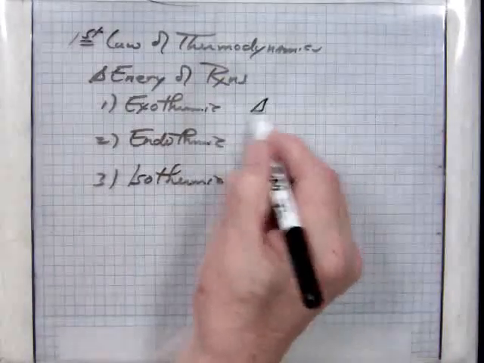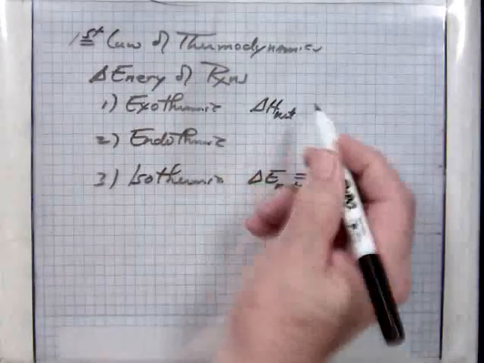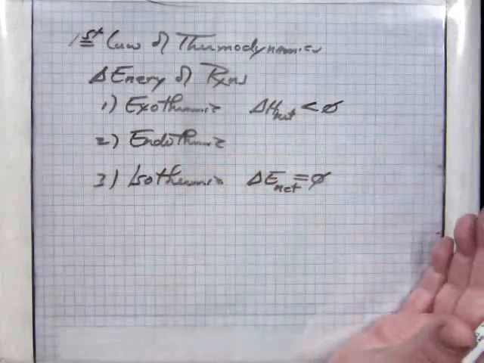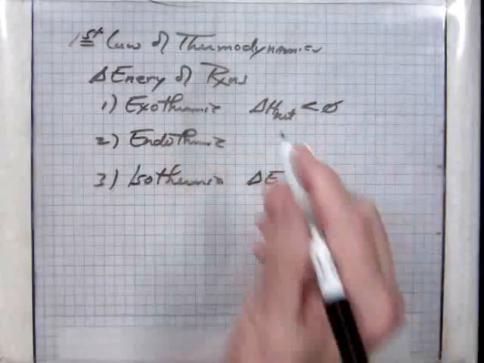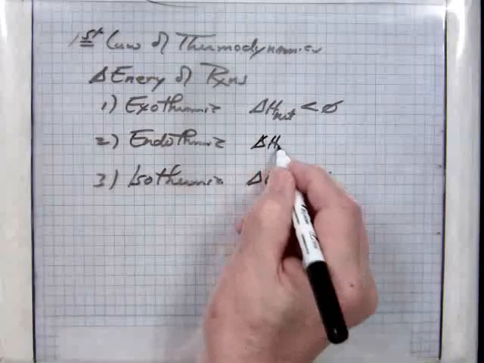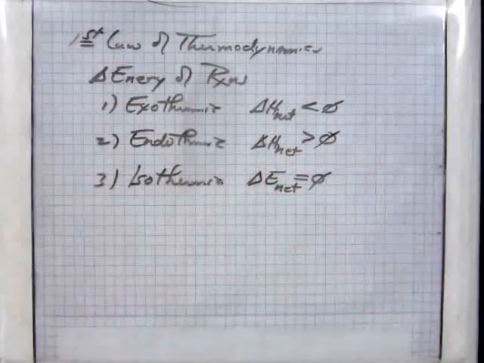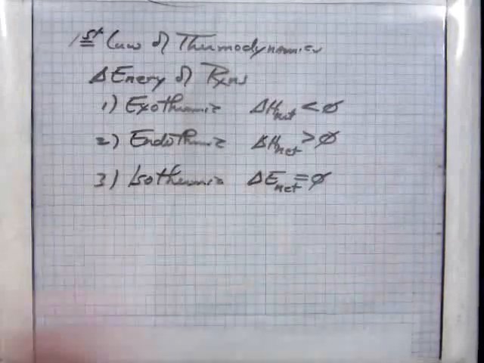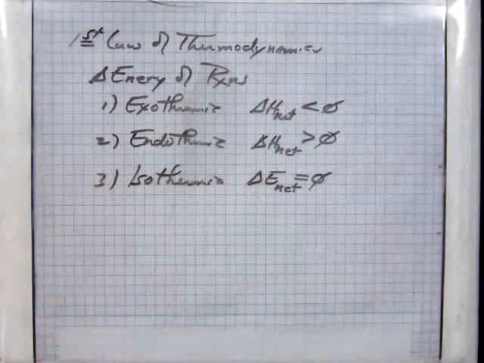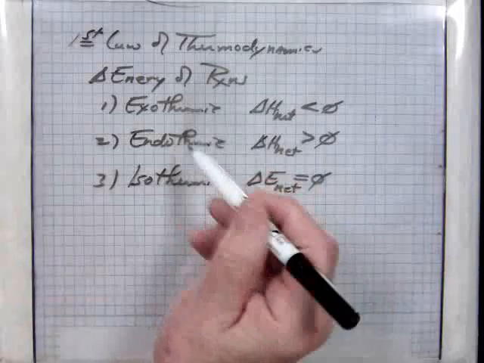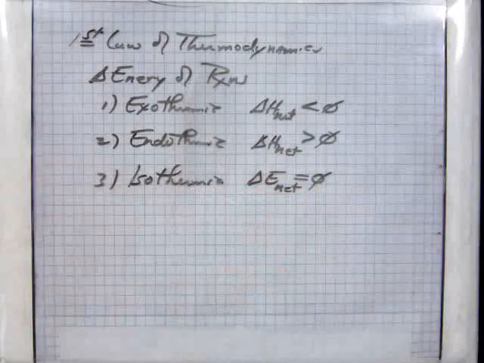Here, the delta H net, as we've shown you, is less than 0, comes out negative in the calculations that we've looked at. And the delta H net, of course, is positive in that consideration. So these are simply definitions of what those terms are relative to the reaction process. Now again, exo, endo, and iso refer to what the reaction is doing, not the surroundings.